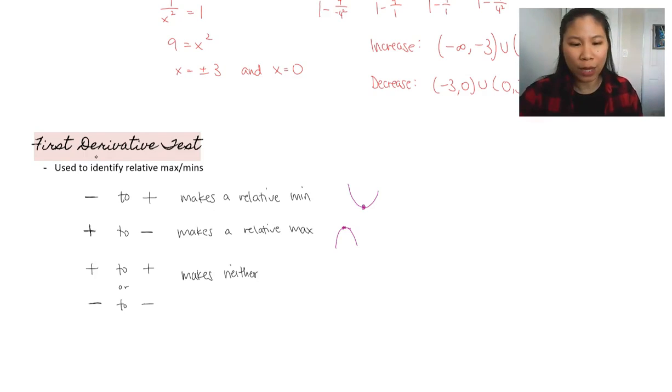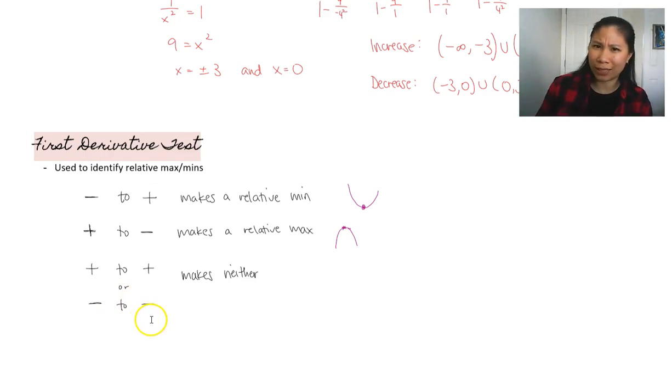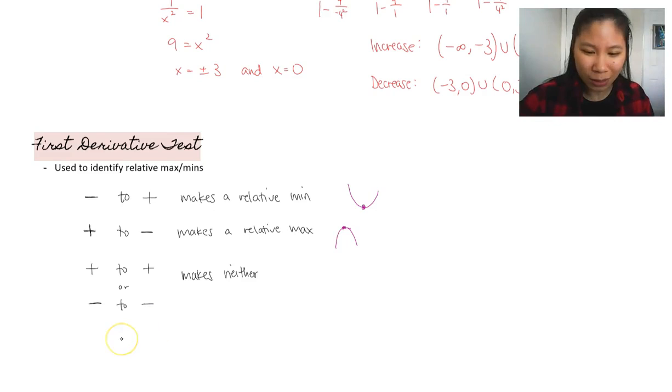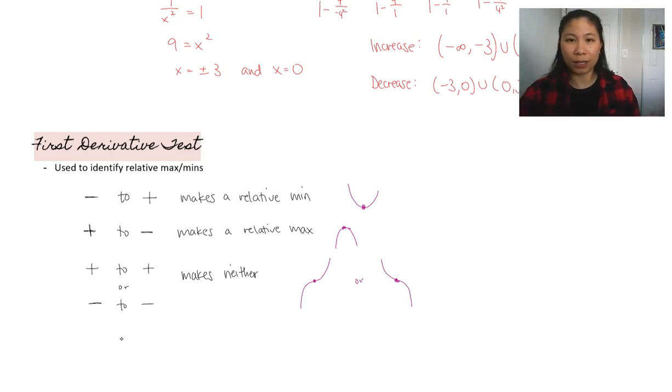And then if you have a plus to plus or a minus to minus, that means you're increasing and then increasing again, or decreasing and then decreasing again, but there's like a weird point in the middle where it's neither. That would look something like this. So I'll roughly draw it out. Like this would be plus, and then there's a critical point there. So increasing to increasing again, or decreasing to decreasing again with a critical point right there. So as you can see, that makes neither a minimum nor a maximum. So that's why it's neither.